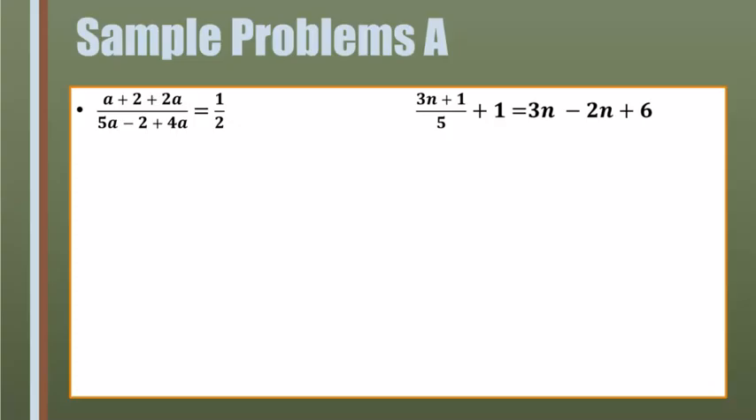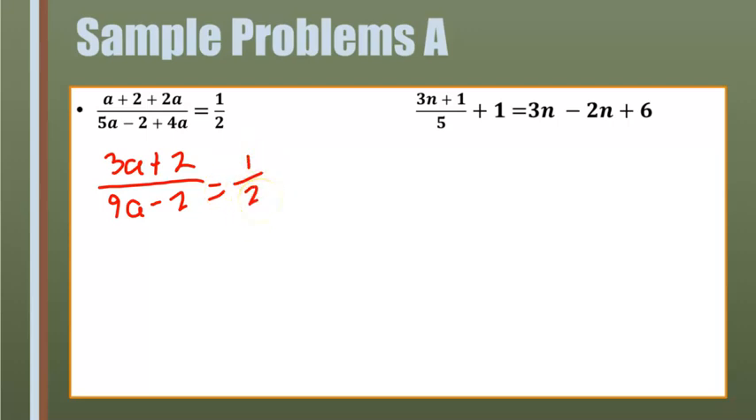But before I do that, I'm going to combine like terms in the numerator and the denominator. So 1a plus 2a is 3a. So I have 3a plus 2, and divide that by 5a plus 4a, which is 9a, minus 2. And this is going to equal 1 over 2.